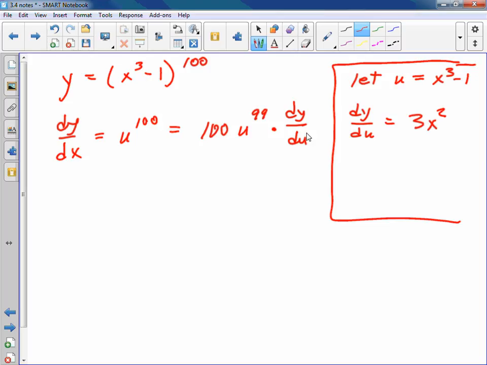So then I got to go times the derivative of the inside. So I get dy/dx equals 100. What was u? x cubed minus 1 to the 99th times the derivative of the inside, 3x squared. Now let's clean that up a little bit.